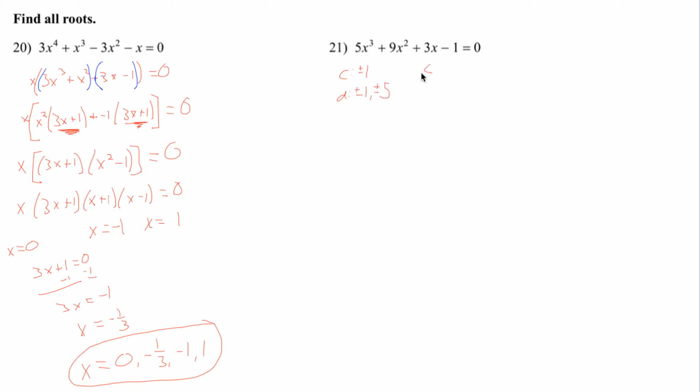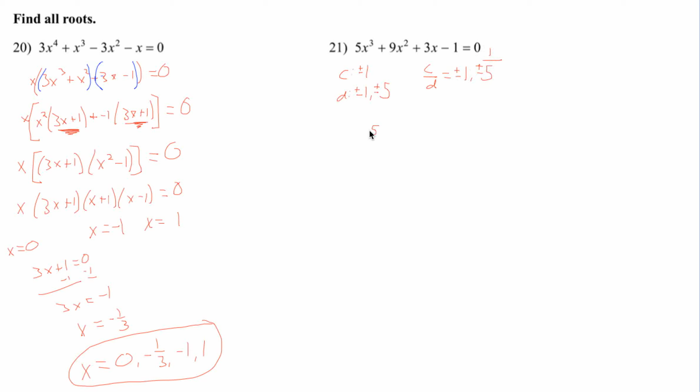And so C over D are all combinations of C over these D's. So we have 1 over 1, which is just 1. And then we have 1 over 5. So we don't have a lot of options, so it seems promising that this won't be too hard to find at least one. Sorry, I wrote that weird. So now we want to do synthetic division.